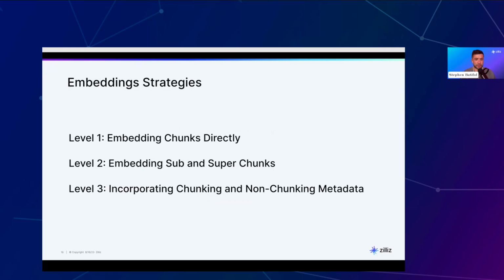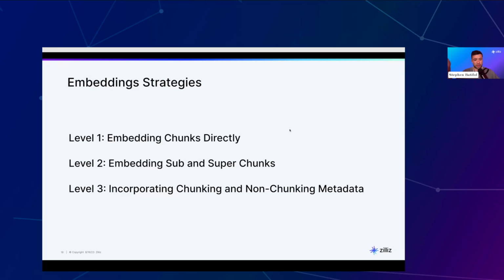So yeah, different embedding strategies. There's level 1, which is embedding chunks directly. You have your data, and then you split your data into smaller chunks. You might want to just embed the chunks, put everything in a vector database, and then you can do similarity search. That can work very well depending on your data. But then you have level 2, which is embedding sub and super chunks as well, which can usually provide more context for your data and for your LLM to understand what's happening.